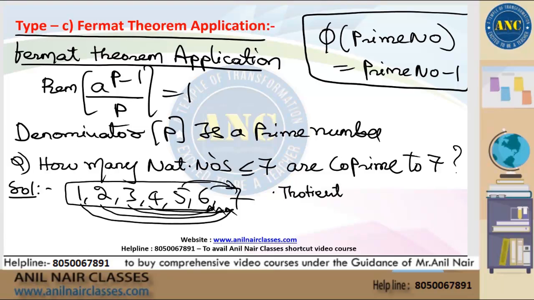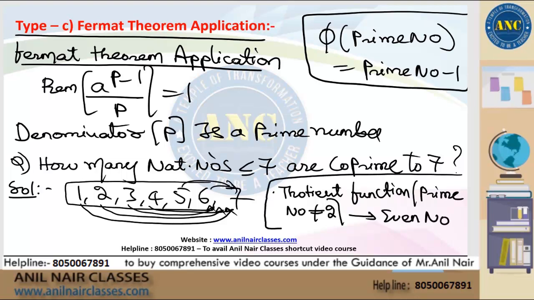Totient function of a prime number other than 2 is always an even number. Why? Because totient of a prime number is always prime number minus 1. Any number less than a prime number is co-prime to that given number. 7 is not co-prime to 7, 1 is co-prime to 7, 2 is co-prime to 7, 3, 4, 5, 6 are co-prime to 7. So totient of any prime number other than 2, remaining all are odd numbers. Odd minus 1 is even.